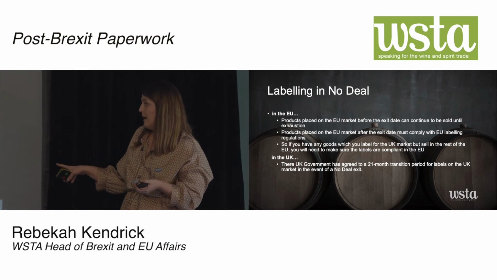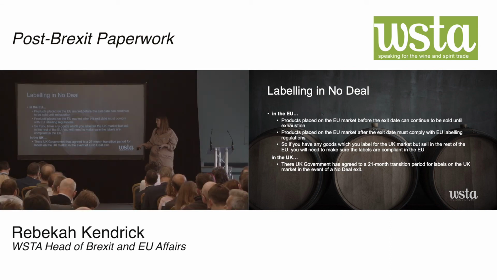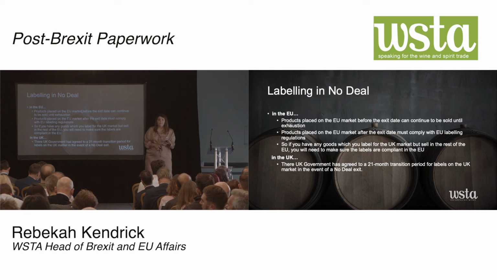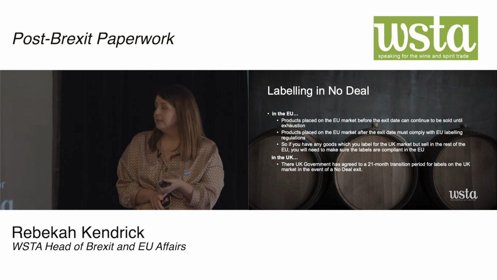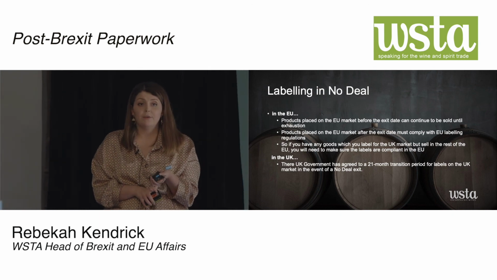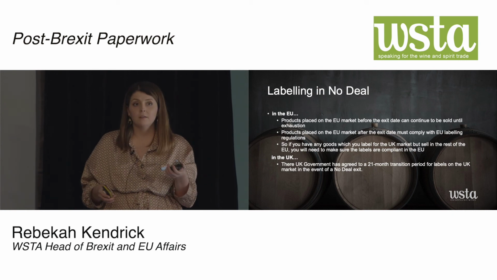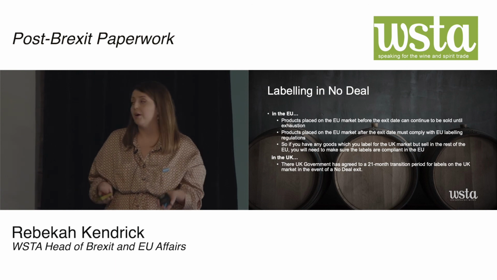In the UK, the government's agreed to a 21-month transition period for labels on the UK market in the event of a no-deal exit. That means if you're importing wine into the UK, it can stay the same as it currently is. Day one, no deal, it doesn't need to change on the label for 21 months. After that 21-month period, you will have to have an importer address for the UK, or if it's bottled in the UK, you'll have to have a UK bottler address, so that there's a responsible body which a consumer can get back to and say, this isn't right.